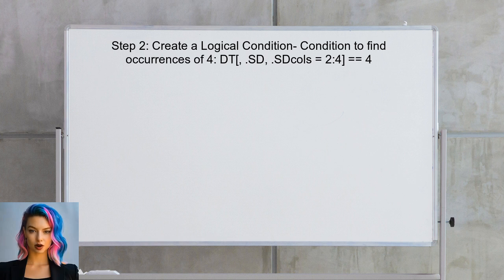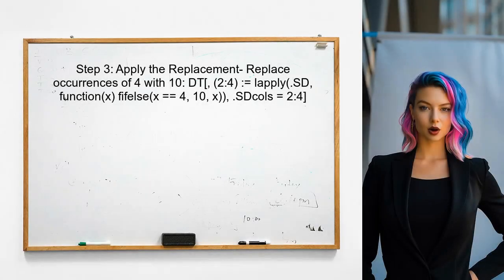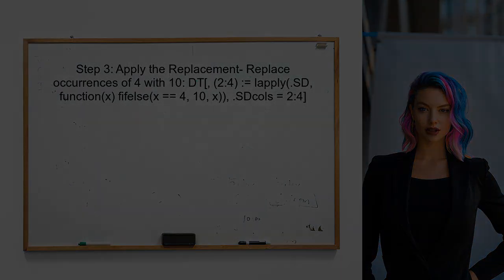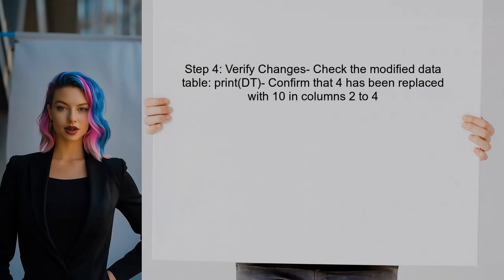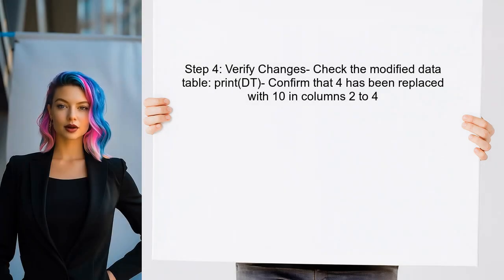Next, the user should create a logical condition to identify the occurrences of the number they want to replace. For example, if the user wants to replace the number 4, they can use a condition that checks for this value. Now the user can apply the replacement using the assignment operator. This will allow them to replace the number 4 with the desired value, such as 10, only in the specified columns. Finally, the user should verify the changes to ensure that the replacements were successful. This can be done by viewing the modified data table.